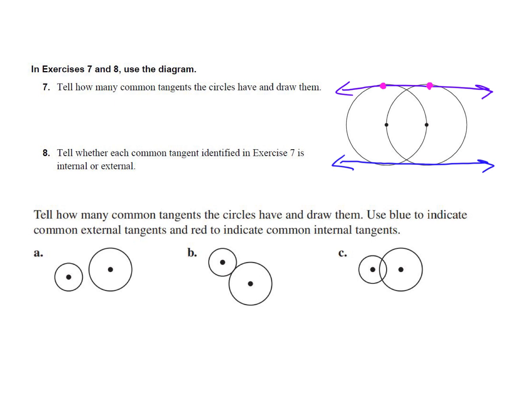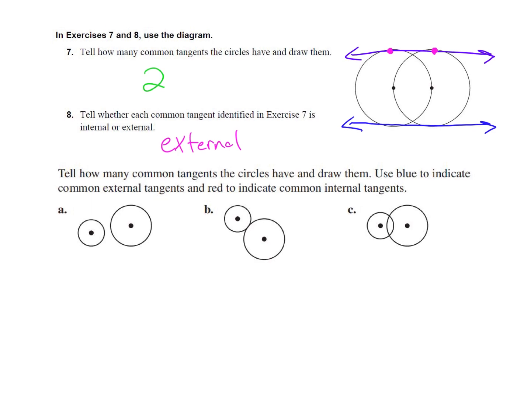All right, so is there anywhere else we could put one? No. So how many common tangents do we have? 2. Now it says tell whether they're internal or external. Internal means that they go in between the circles. External means they're not in between them, they're just on the outside. So what is this one? External. Okay. Questions on that?